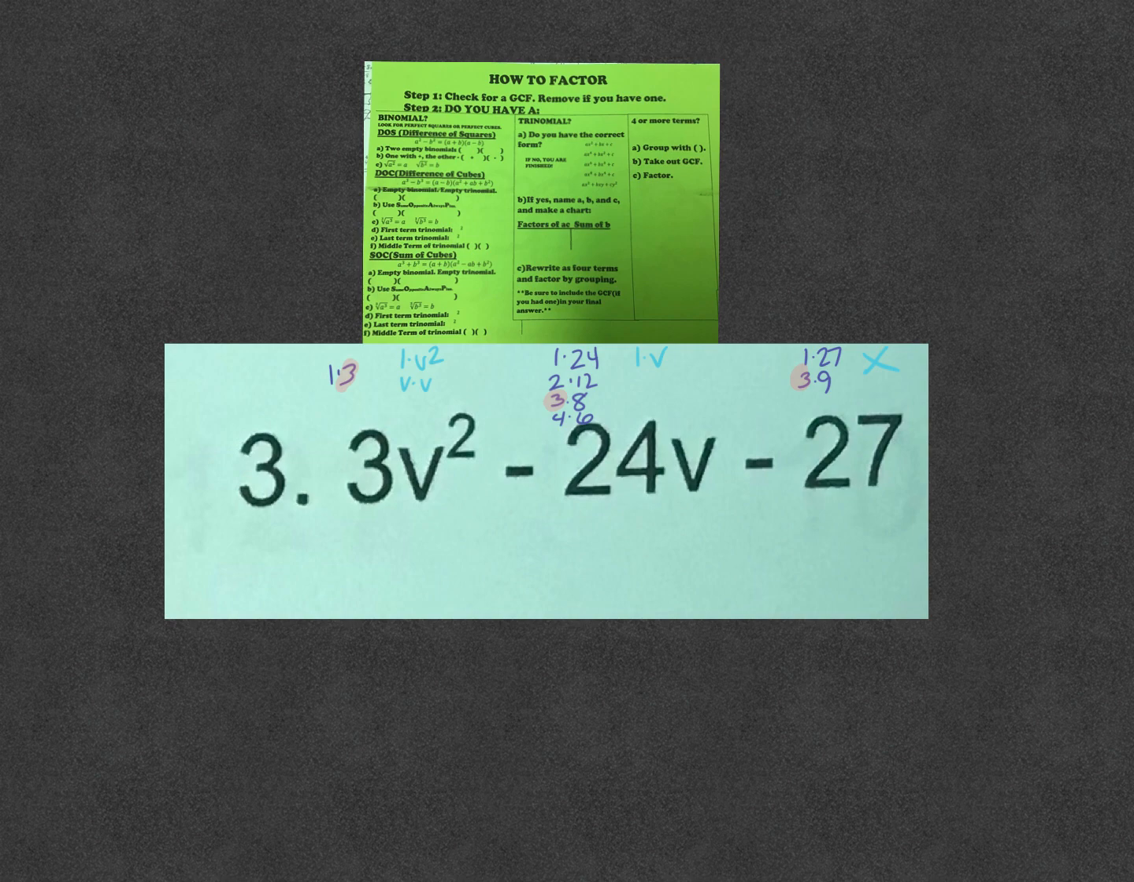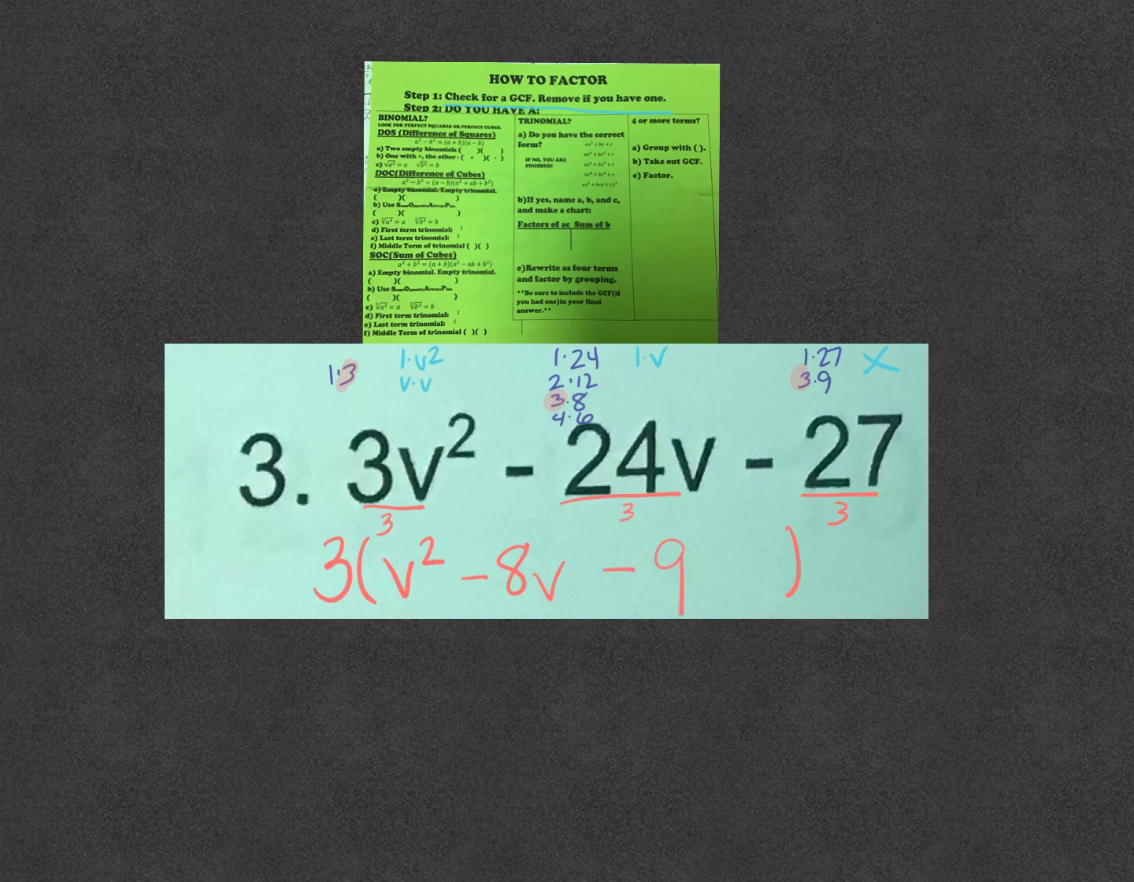What do you do? It says, check for greatest common factor. I'm reading up here. Check for greatest common factor. Remove if you have one. So let me show you how to remove that greatest common factor. You're going to write down that greatest common factor of 3, and you're going to divide each of these terms by that greatest common factor. Remember, factoring is undoing the distributive property. So I am going to divide 3b squared by 3. That's just b squared. Negative 24b divided by 3, that's negative 8b. Negative 27 divided by 3, that's negative 9.